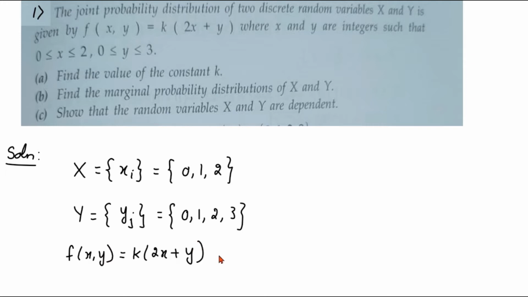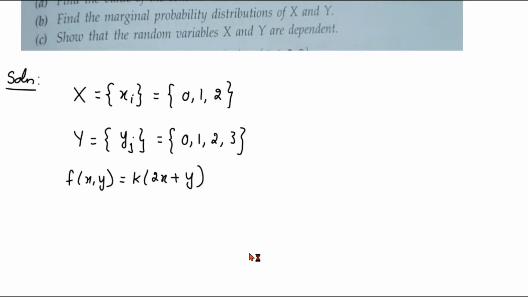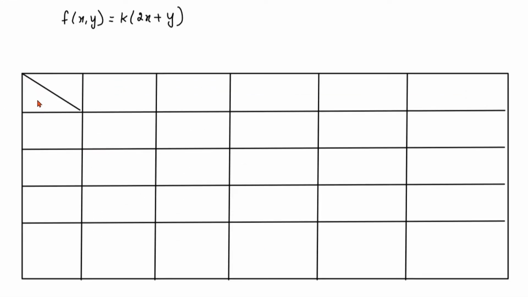So we'll try to prepare the joint probability table. Take down these values of x and y. We know the values of x; let us write down the values of x along the column: 0, 1 and 2. Y values along the row: 0, 1, 2, 3. I'll find the sum along the row as f of xi, and along the columns we'll take the sum as g of yj.